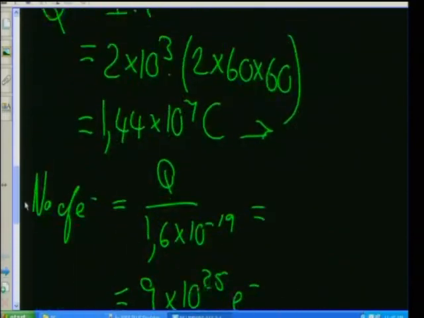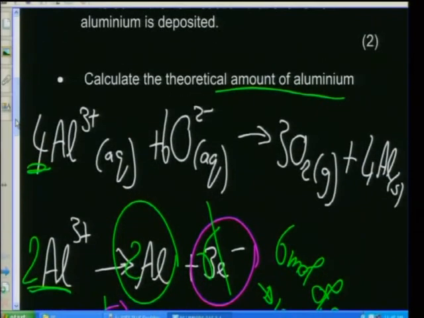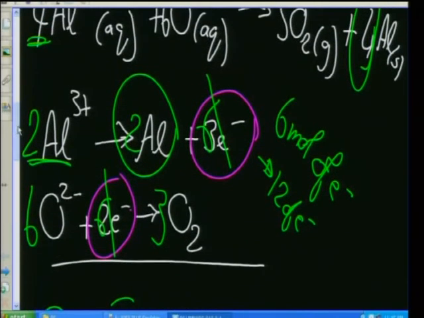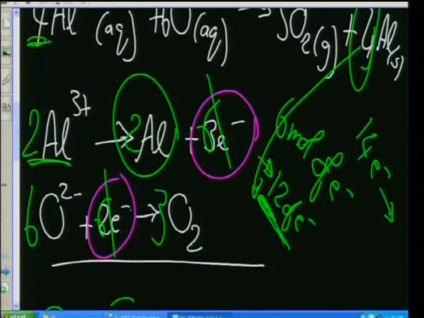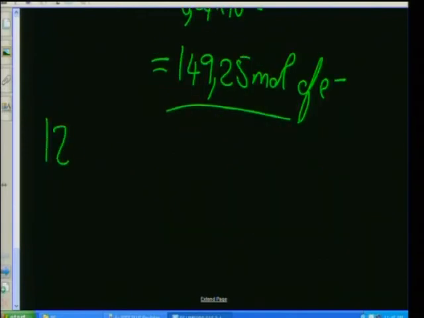Now, here's the tricky bit. Richard, what we said from our equation, if we're wanting to make 4 moles of aluminium, then we've got a ratio of 12 is to 4. Do you see that? 12 moles of electrons to 4 moles of aluminium. I'm going to work with that ratio because I've now got the moles of electrons.